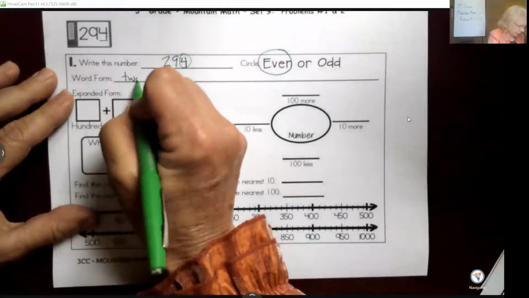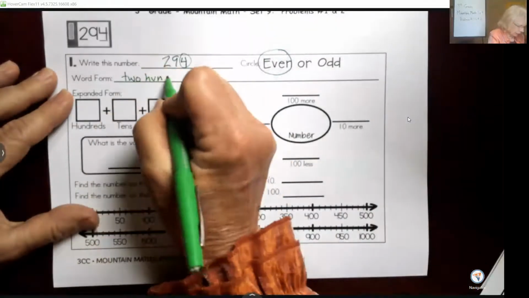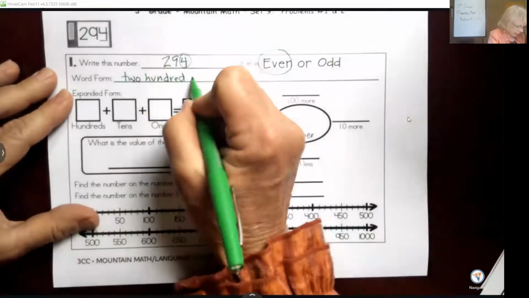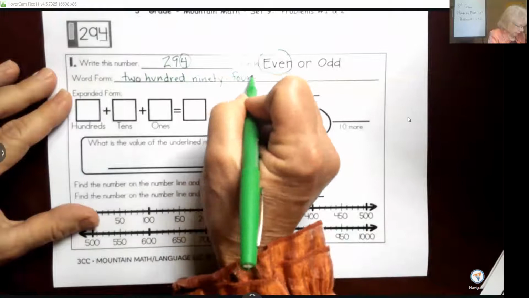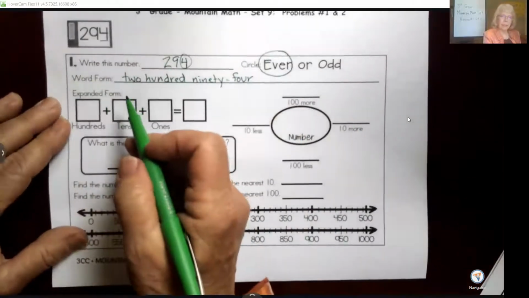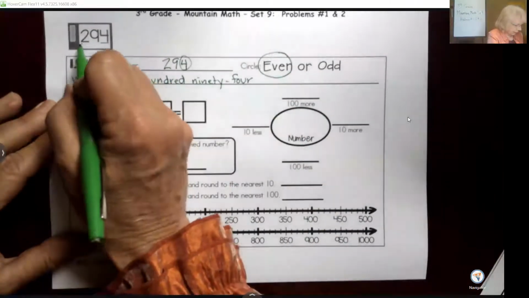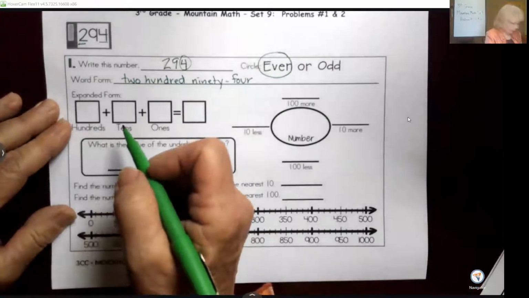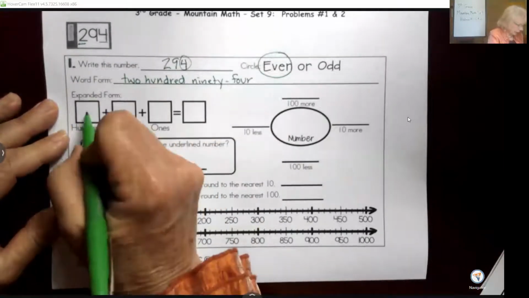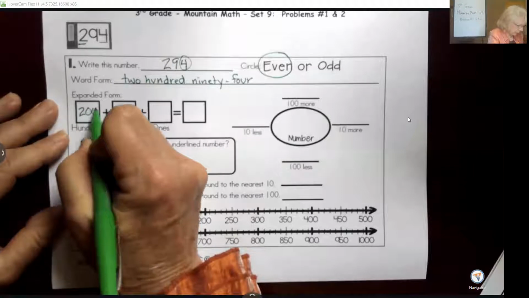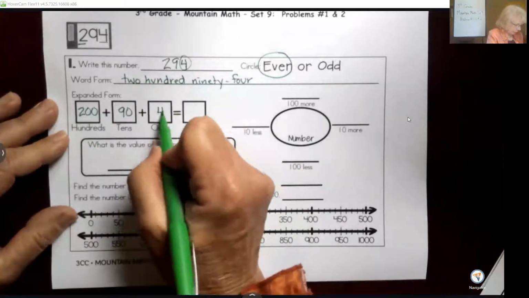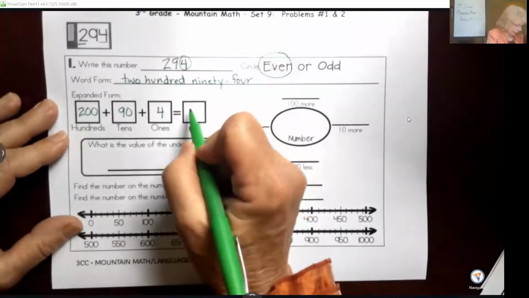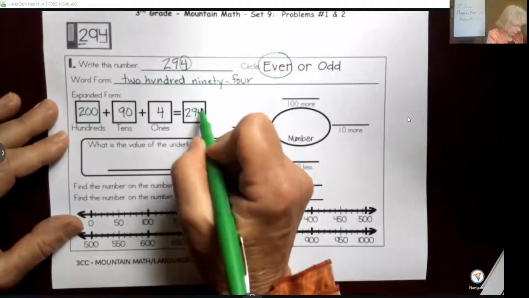In word form, it's as it sounds, 294. In expanded form, we're looking at the value of the digit in the place value that it's asking for, the hundreds, and that value is 200 plus 90 for the tens, plus 4 for the ones. Add that back together and you get 294.